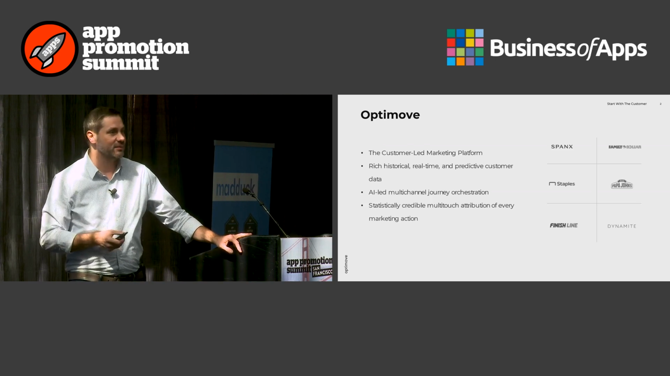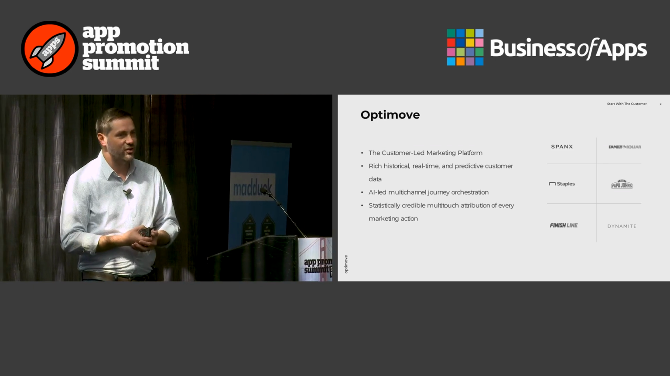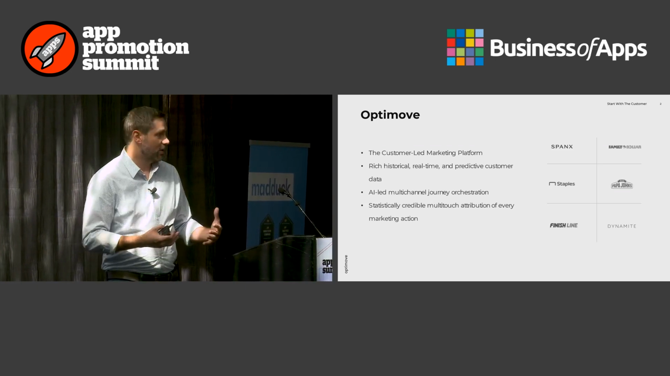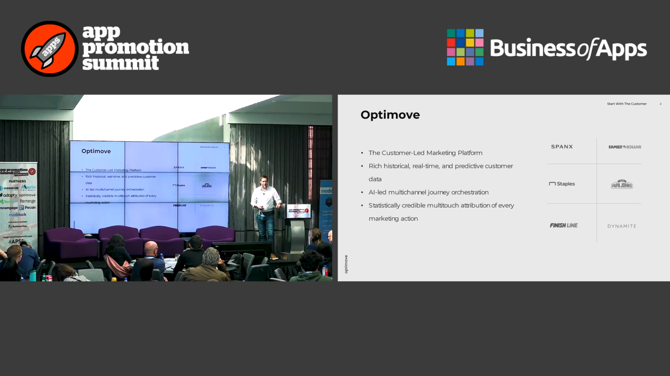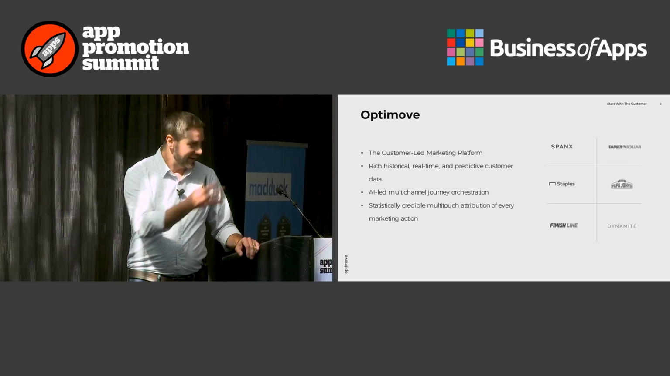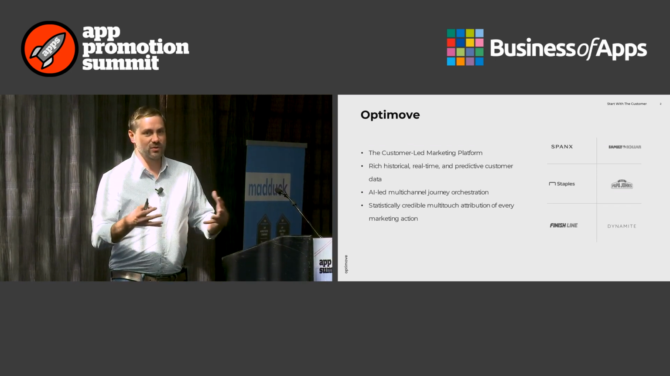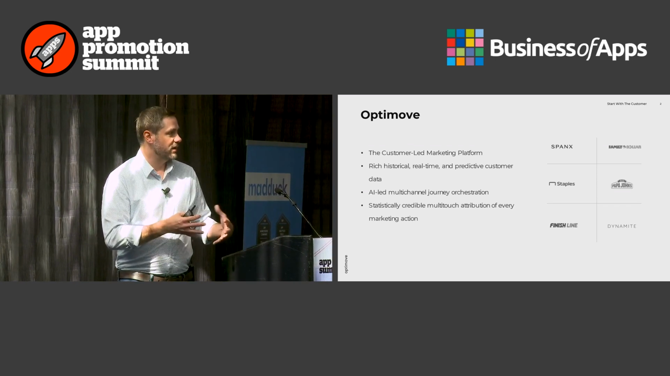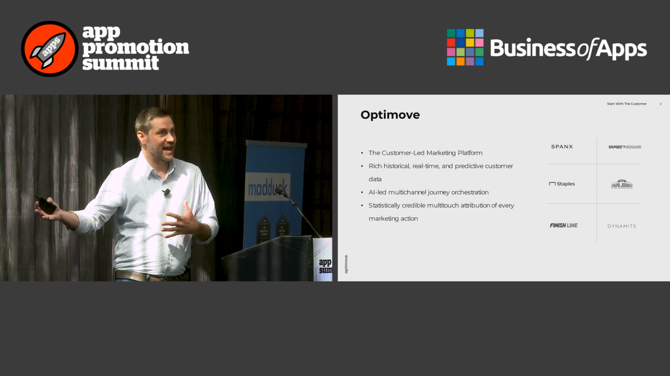Optimove is a customer-led marketing platform. Continuing on the theme, the last couple of presentations talked about a lot of good strategies for CRM. That's really what we're all about: CRM and retention of the users you've worked so hard to acquire and engage. Our platform brings together rich historical data and predictive models. Bahe was just talking about regression analysis and things that can be done on all your user data, and then sending it out to another platform to do the actual execution.